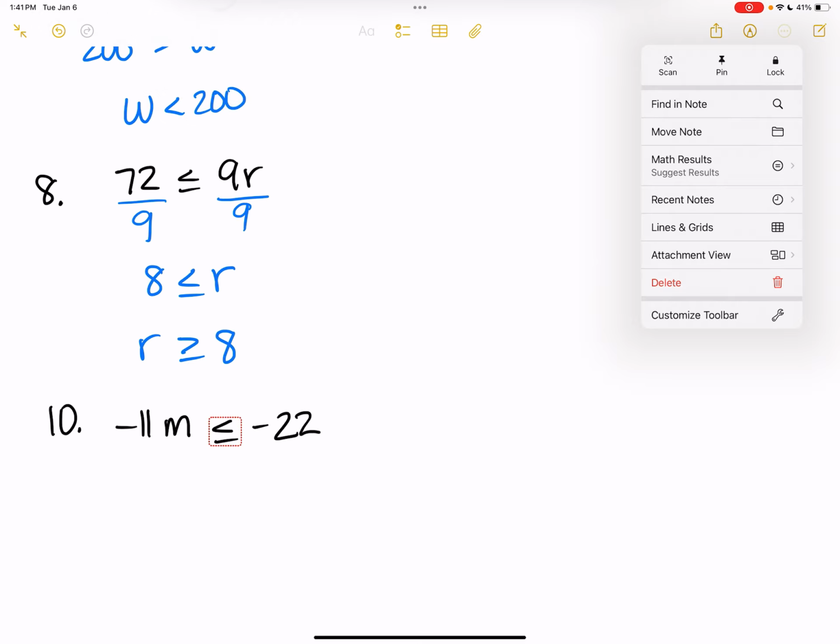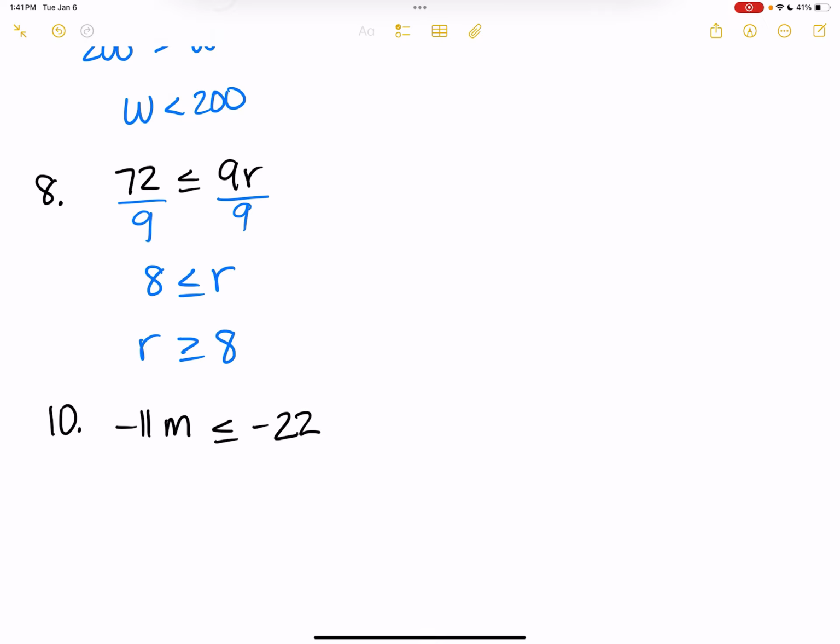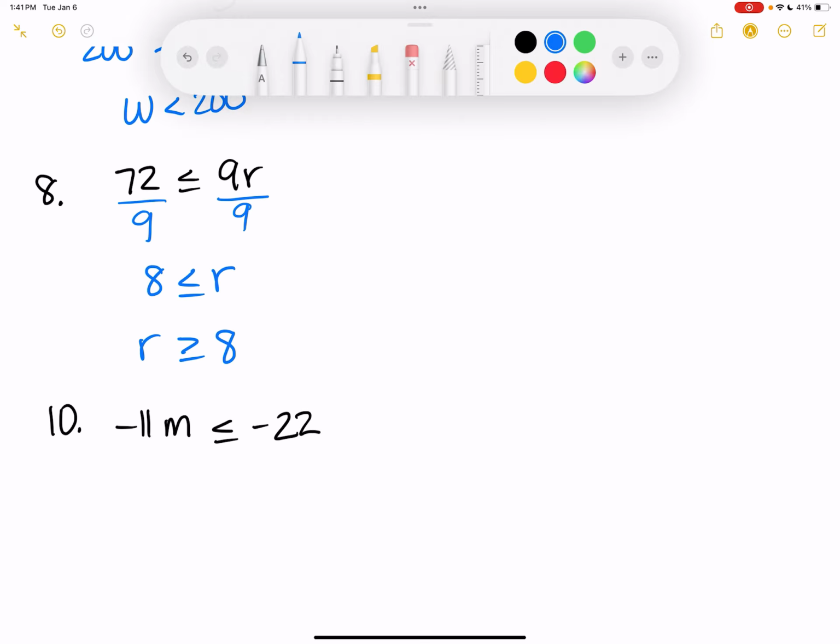Okay, number 10. Negative 11m is less than or equal to negative 22. I got this. Go for it. All right, so we're going to divide both sides by negative 11. And then m is greater than or equal to positive 2. Yep, positive 2. So we divided by a negative, so we had to flip the inequality. And then we got m is greater than or equal to 2.